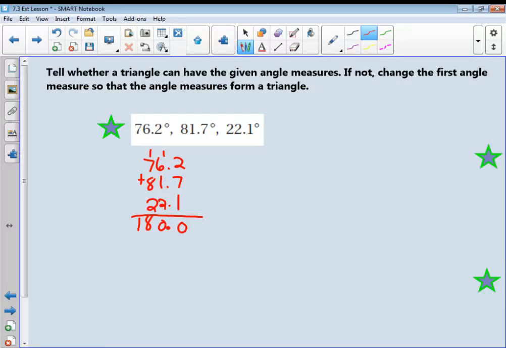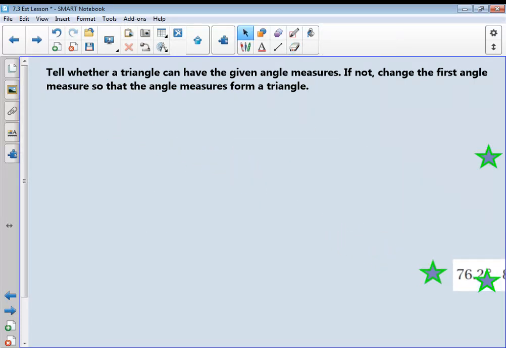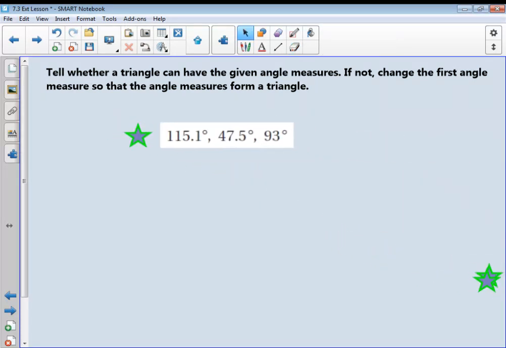Does it form a triangle? Yes, because it's exactly 180. So I don't have to do anything else. If it's exactly 180, I just answer yes, and we're done. If it's a no, then I have to do that extra step. All right, let's try one more.